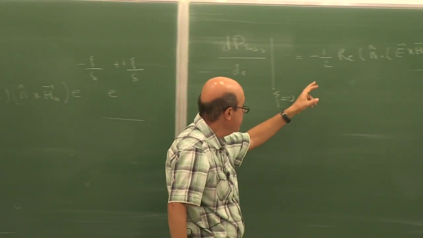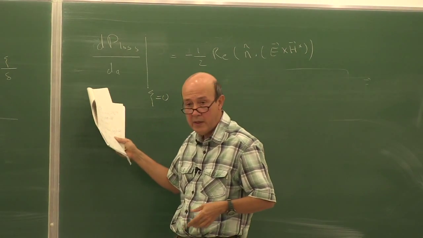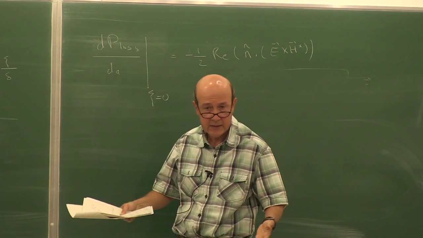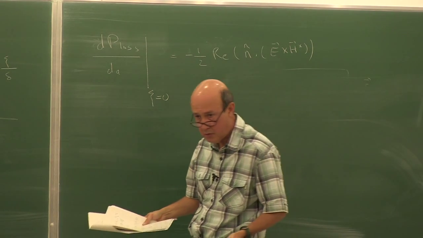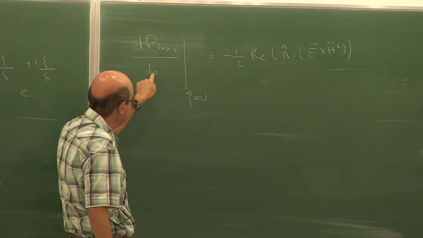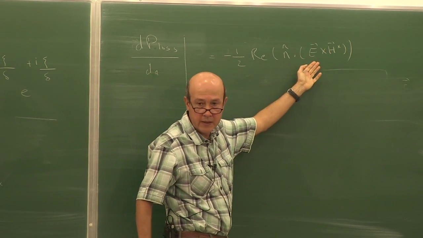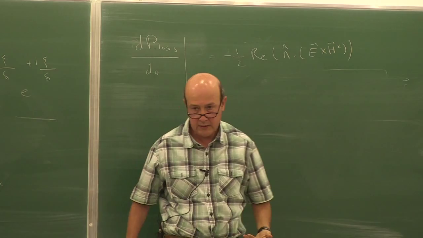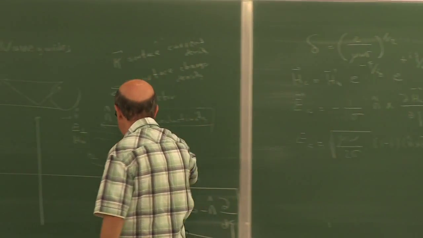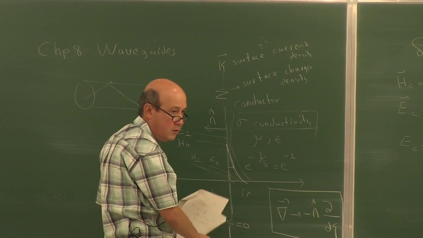This result is not necessarily real, but power per area should be a real number. You have to take the real part if we get an imaginary number. So this is energy per second per area through the surface of the conductor. Any point of the conductor has the same power loss because it is flat.